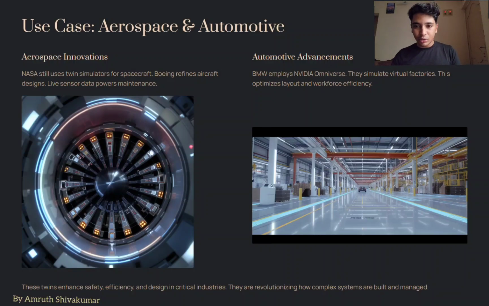I am sure you have heard about the BMW automotive company. Yes, in the automotive world, BMW is using Nvidia's Omniverse to build digital versions of their factories before they are even built physically, optimizing the layout, worker safety, and resource planning. The outcome: smarter designs, reduced downtime, and safer systems.